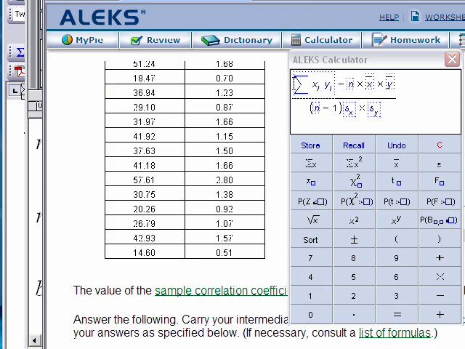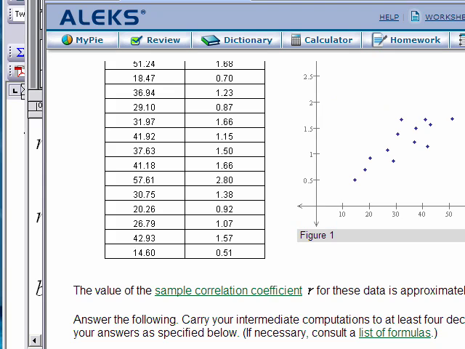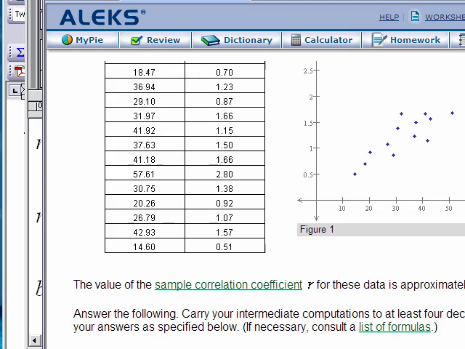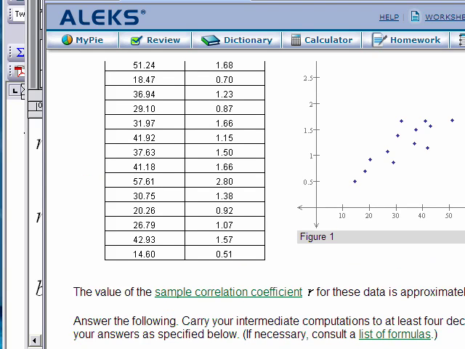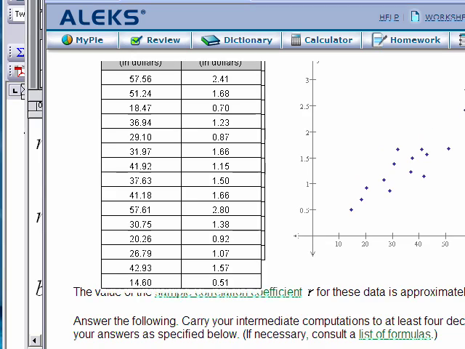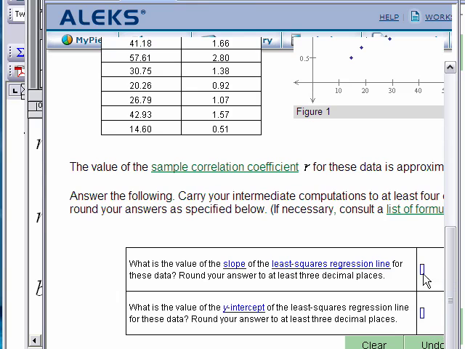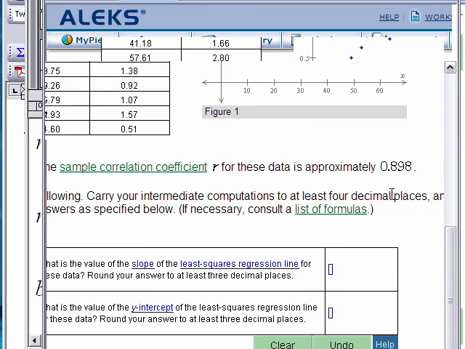So let's make sure. So yes, for our particular problem, they say find the slope. So they want us to find b1, and they tell us what r is. And we said that it looked like a positive linear correlation by looking at the dots. So we do. We have a number close to 1, and it's positive. So you can see here we have that r value of 0.898. So we have r and we want b1. So all we need is s sub y over s sub x.